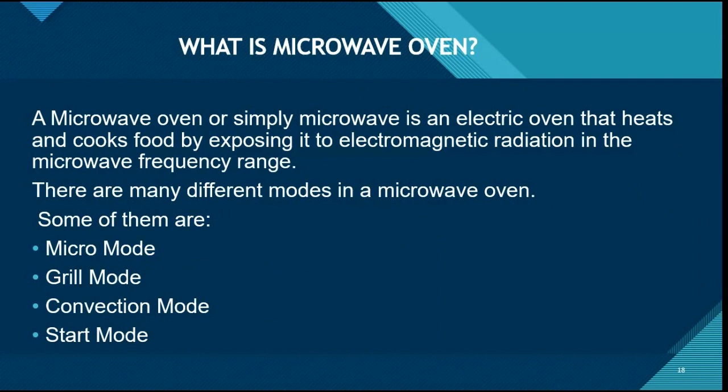A microwave oven is an electric oven that heats and cooks food by exposing it to electromagnetic radiation in the microwave frequency range. It is the conversion of electromagnetic energy into thermal energy within the food. During cooking, microwave energy is absorbed by rotation of water molecules and translation of ionic components in meat. There are many different modes in a microwave oven. Some of them are micro mode, grill mode, convection mode, start mode. Microwave ovens are a convenient means to heat food and are generally safe when used correctly.